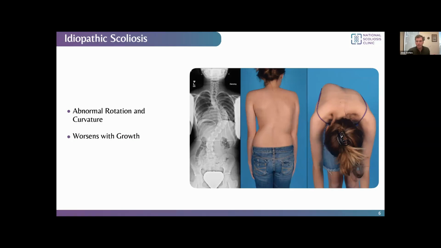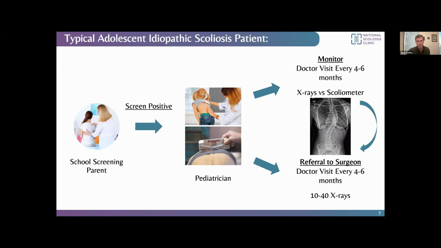So how do people typically come to me as an orthopedic surgeon? Well, it can happen through different ways. So the typical patient is screened every year by their primary care provider, if that's a pediatrician or a nurse practitioner or a physician assistant, or in some cases, screening is done at schools by nurses. And so patients will be screened and somebody will notice an asymmetry.